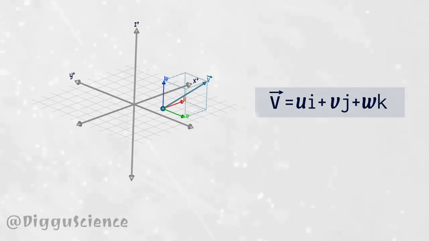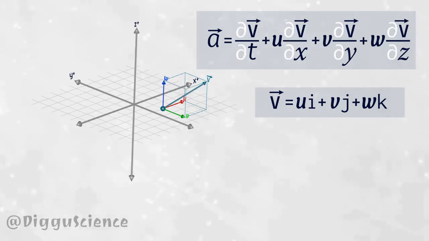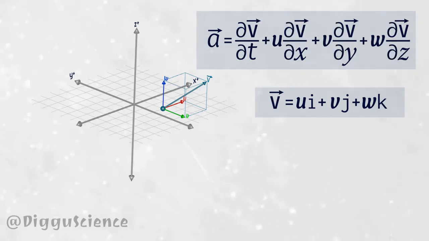Using the Eulerian approach, the acceleration value can be written as the partial of vector v with respect to t, plus u times the partial of vector v with respect to x, plus v times the partial of vector v with respect to y, plus w times the partial of vector v with respect to z. This symbol is the operator of partial derivatives. This equation contains the vector v, so we will calculate the velocity vector first.